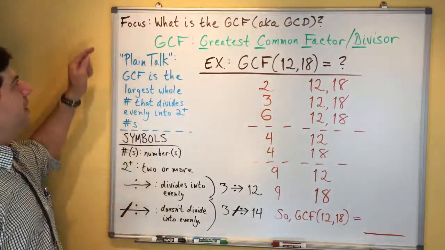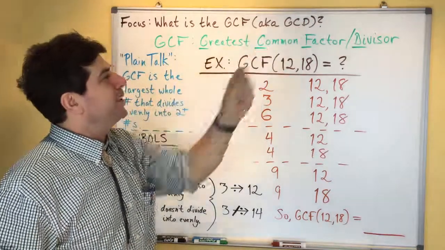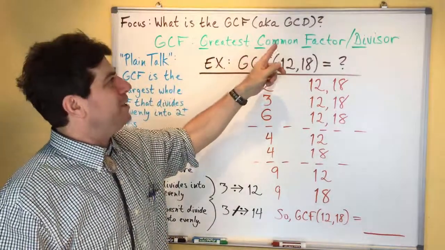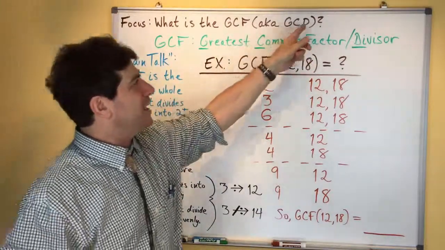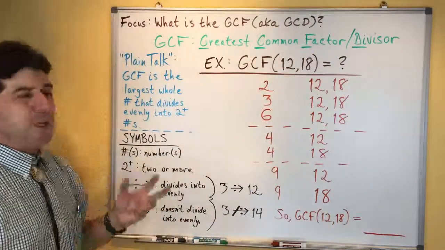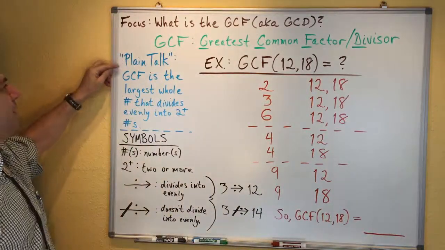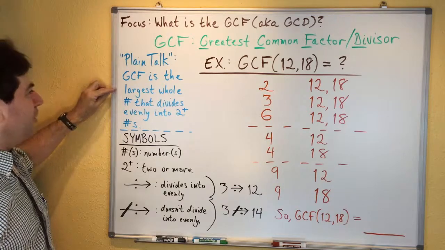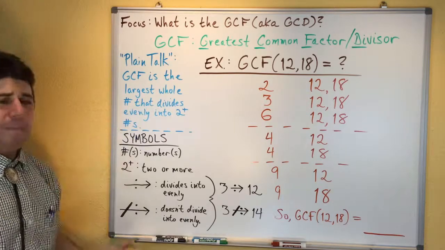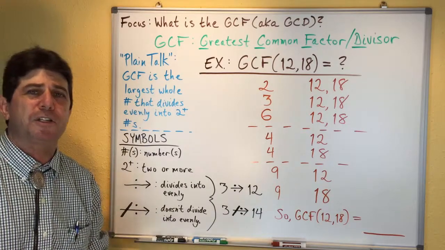The focus of this lesson: what is the GCF, also known as the GCD? Well, in a nutshell, the GCF stands for the greatest common factor. And sometimes we call it the GCD, with the D standing for divisor. It means the same basic thing as factor. But that's just a lot of math jargon. Let's boil that down into plain talk. So in plain talk, the GCF is the largest whole number that divides evenly into two or more numbers. Basically, that means it's the biggest number that goes into two or more numbers that are under consideration.